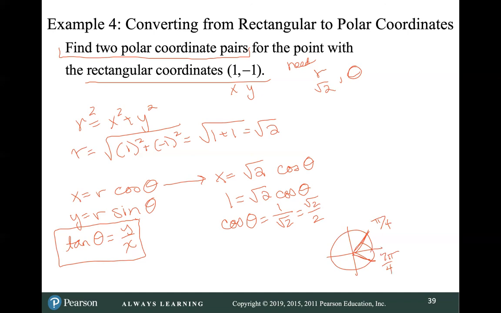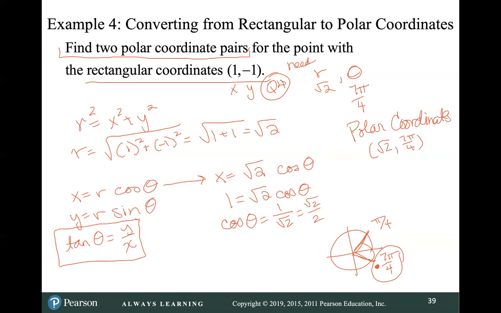So the point 1, -1 is going to be here in quadrant 4. So that means the angle that we're looking at is 7 pi over 4. So theta is 7 pi over 4. So we now have our polar coordinates, square root of 2 comma 7 pi over 4. We want to write this one more way.